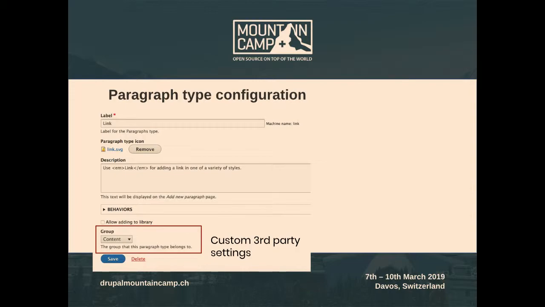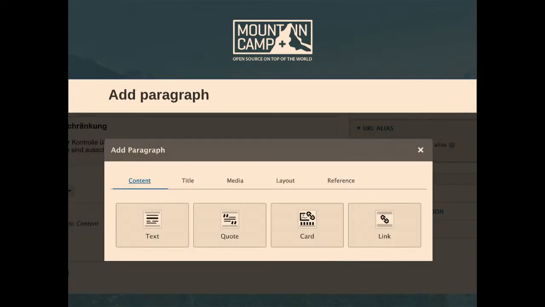So you add a group and you can end up with something like this. So instead of a long list of paragraphs, you're splitting them into groups. Here we have 5 groups: content, title, media, layout, and reference. They can have icons. Icons are already in paragraphs core, so you can apply an icon for each of these types.